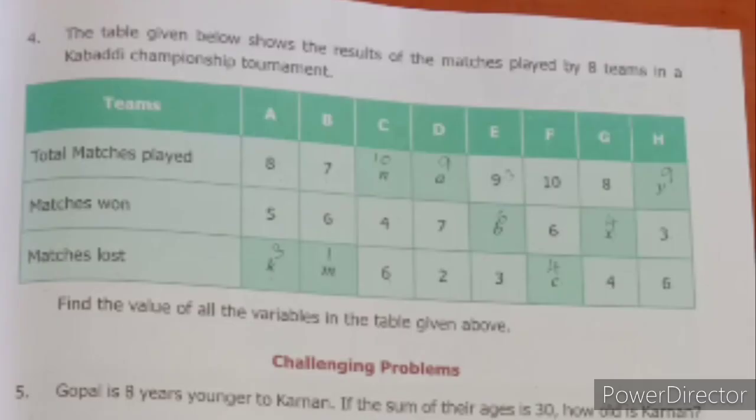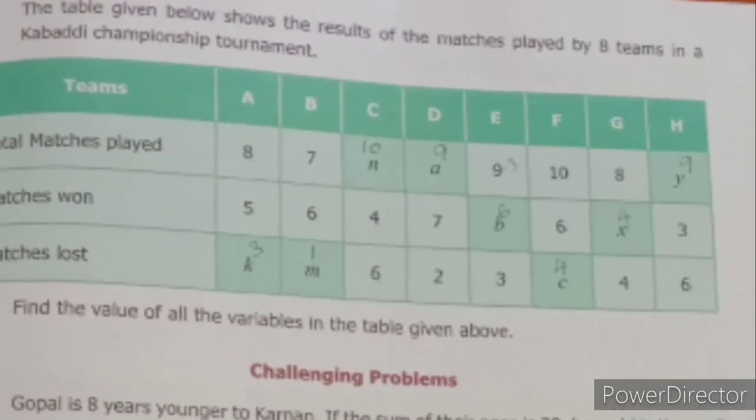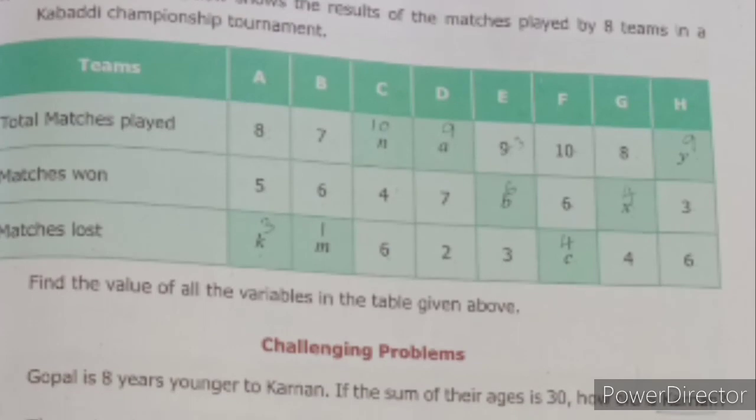See the next page. 4th question. The table given below shows the result of the matches played by 8 teams in a Kabaddi championship. See here, 8 teams are given like A, B, C, D, E, F, G, H. Here in the table, the total matches they have played, matches they have won and matches they have lost. In the table, some entries are missing. They have given, instead of a number, some variable. So the place where they have given the variable, we are going to find the number, the answer.